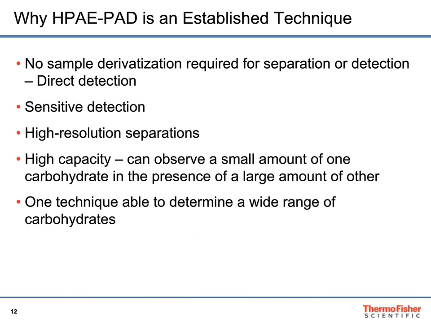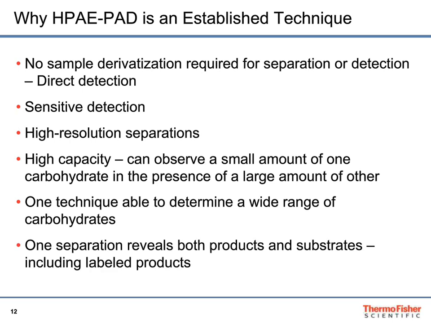And finally, it's one technique where you're able to do a wide range of carbohydrate analysis. You can do monosaccharides, sialic acids, glycoproteins. I'll cover this more toward the end of the presentation. And then this is something we'll specifically cover during the presentation. With one separation, you can look at both products and substrates. And that includes labeled products. When people actually label sugars, you could actually look at the substrates and products. And I'll show you how that's important.